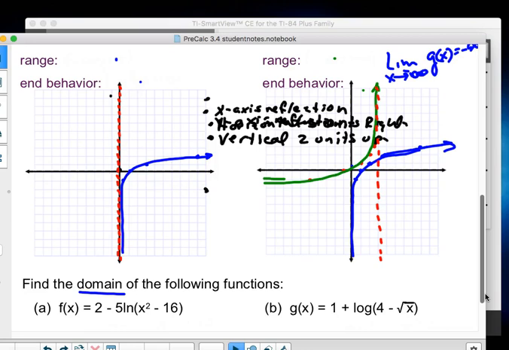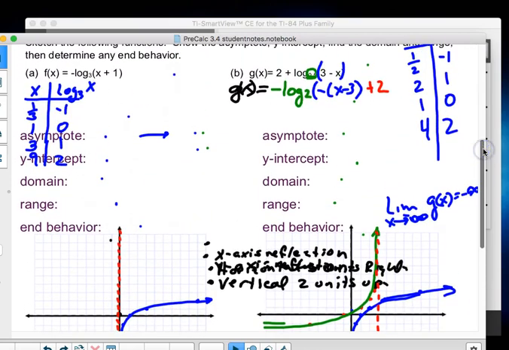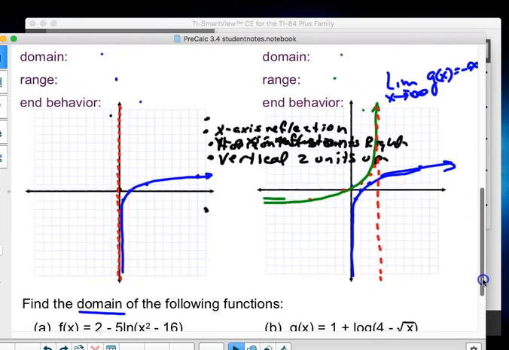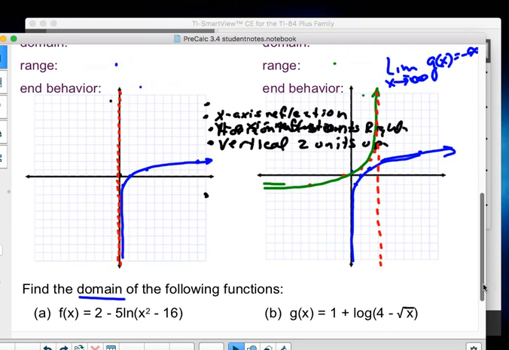That's all I did. What I want you to realize is that we're going to graph our parent function based on our transformations. You have an x-axis reflection, and then I'm going to move left 1 unit. Well, that's what I'm going to do with my points. So x-axis reflection, left 1 unit.